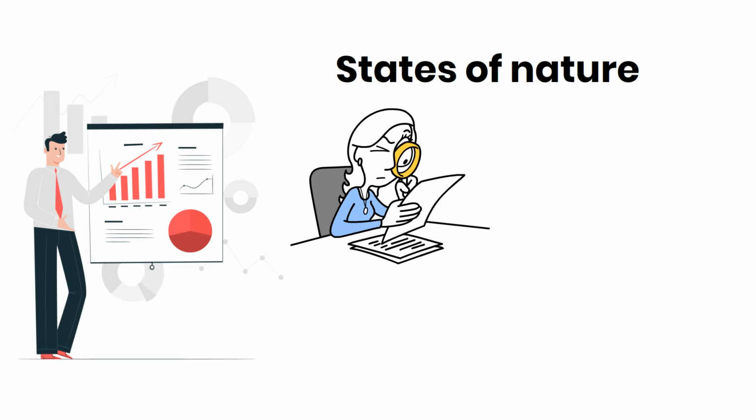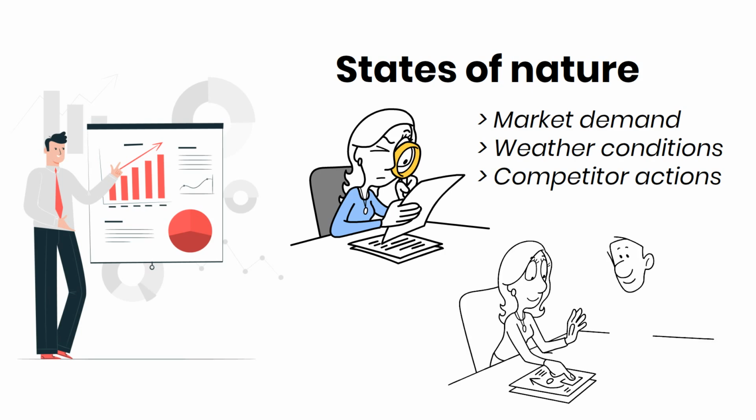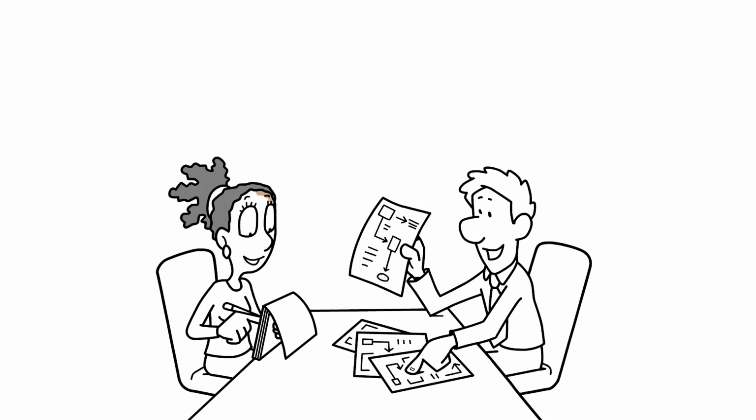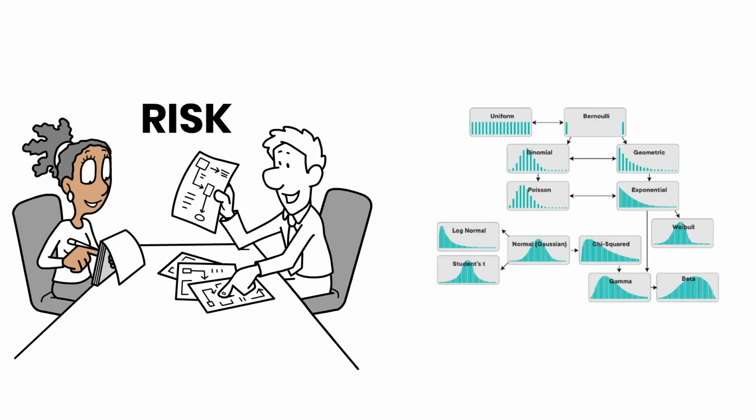For example, market demand, weather conditions, and competitor actions can all be considered states of nature. By assigning probabilities to these states, decision makers can better assess the potential risks and benefits associated with different choices. If probabilities are available to the decision maker, the decision-making environment is referred to as one of risk. In such environments, decision makers use probability distributions to evaluate the likelihood of various outcomes.